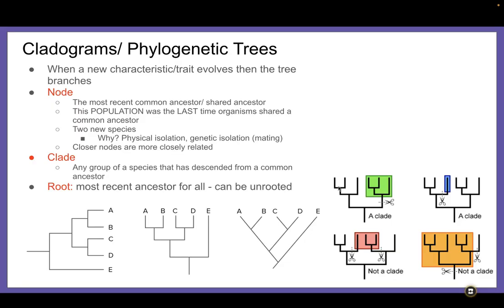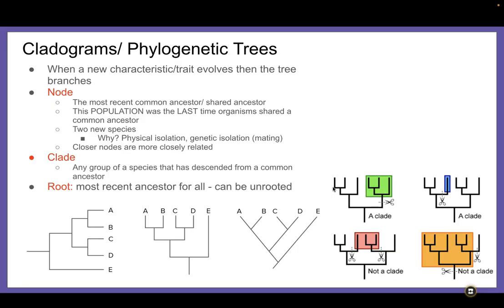Why might we see a node come about? Well, maybe there's some sort of physical isolation where species had to evolve and change based on their environment, and they changed so much that they became a new species. There was some sort of genetic isolation so that they could no longer mate. Something generally happens that causes this speciation. Closer nodes, therefore, are more closely related. So if you're looking maybe on the right here, these would be more closely related to things way over on the left. And then we need to know clades.